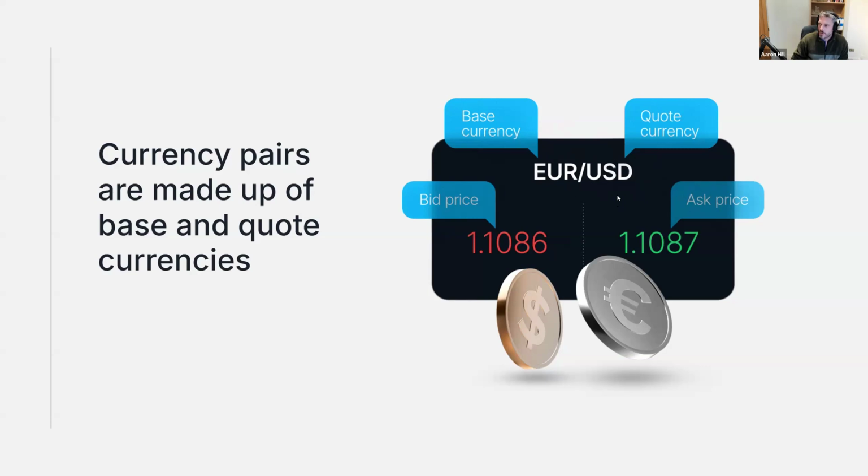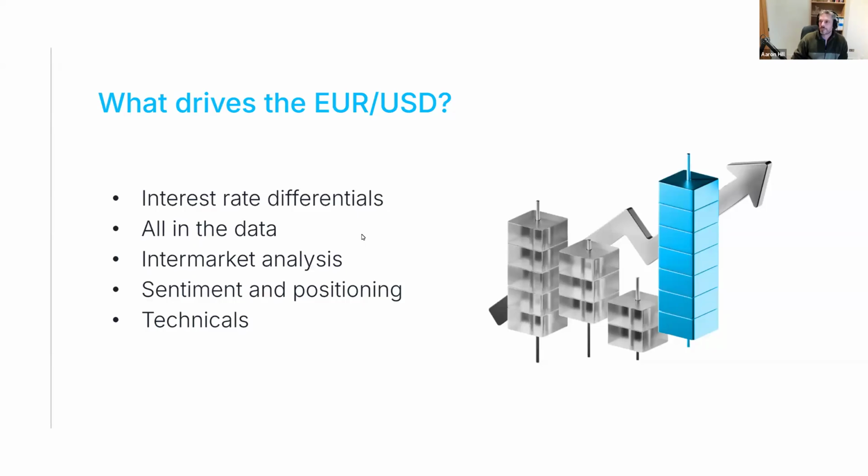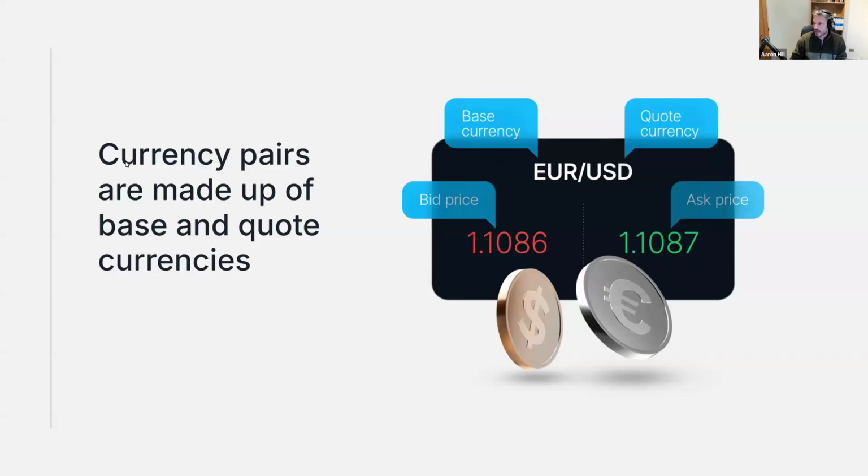So you're trading one currency against another. When you buy the euro, you're actually selling the dollar. When you buy the dollar, you're actually selling the euro.